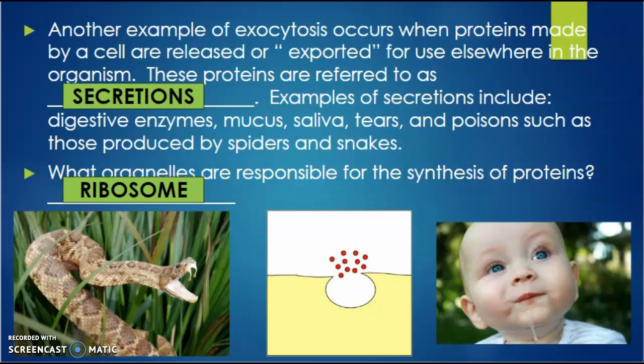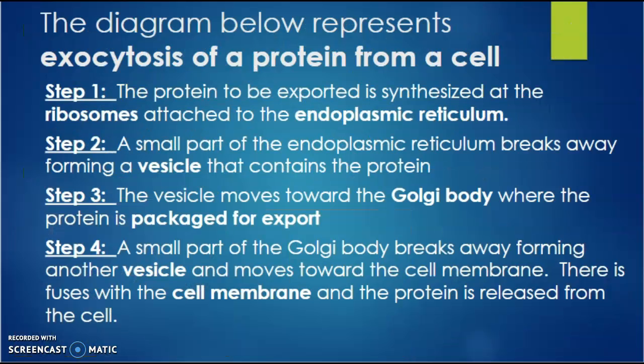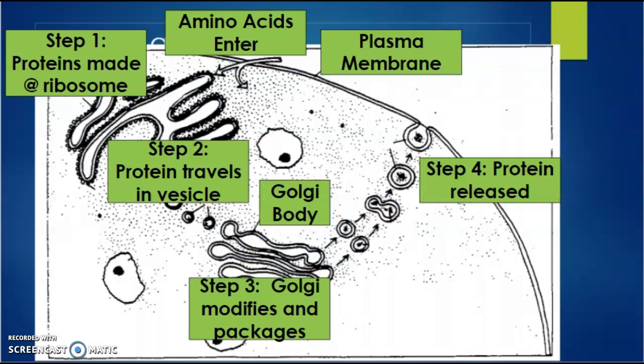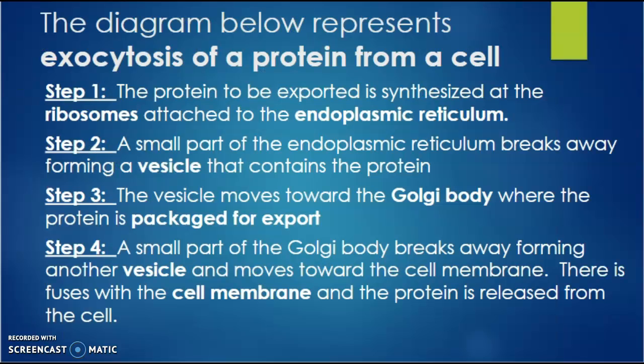Now, what organelles are responsible for protein synthesis? Let's remember that ribosomes are very important for protein synthesis. And we're going to look at a diagram in just a moment. Step 1, the protein to be exported is synthesized. So step 1, proteins made at the ribosome, so that means synthesized, they're made, and they're going to attach to the endoplasmic reticulum. In step 2, a part of the endoplasmic reticulum breaks away, forming a vesicle.